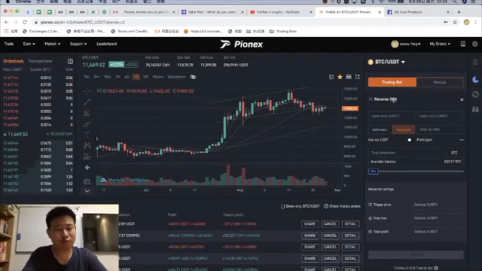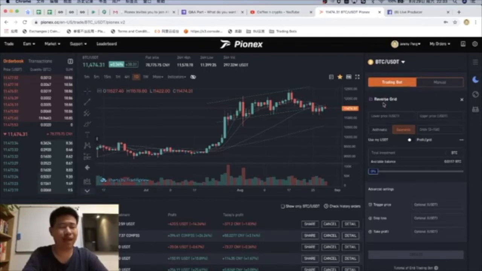And the reverse grid. Most people may misunderstand the reverse grid. This is not for shorting a coin. You won't make quote coins when you use the reverse grid. You can only make the base coins when you use this. So when will I use the reverse grid bot? Only when I want to make more coins.